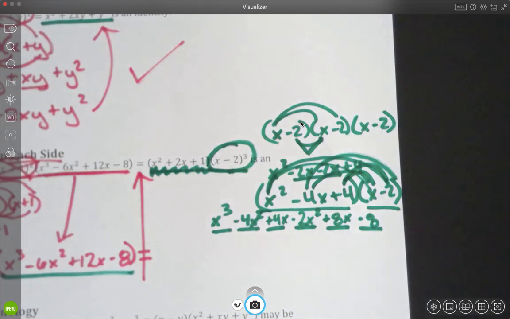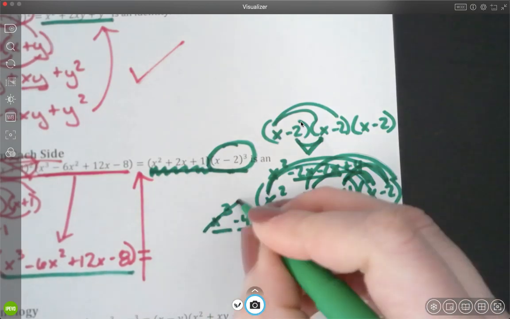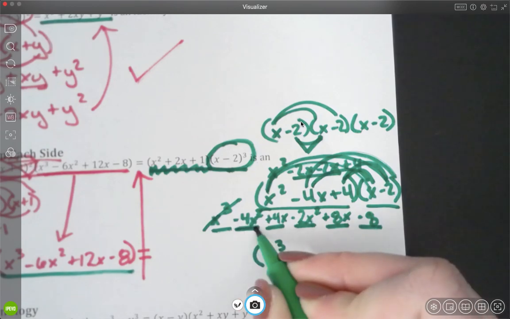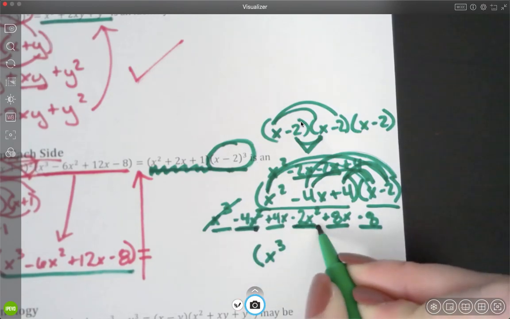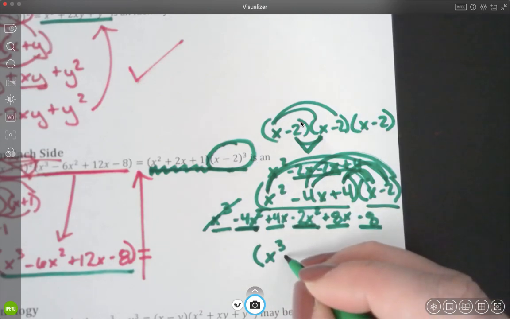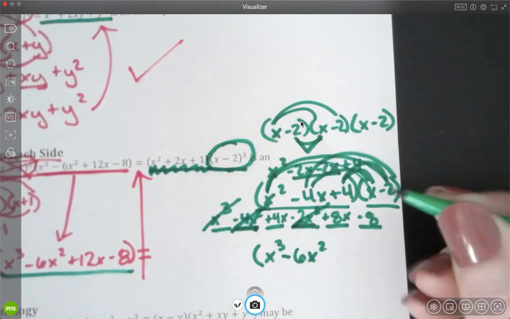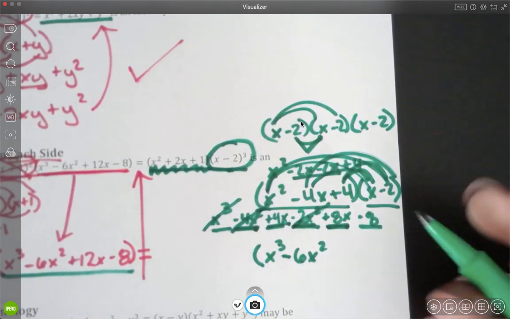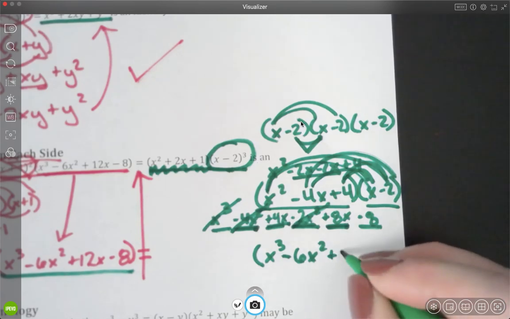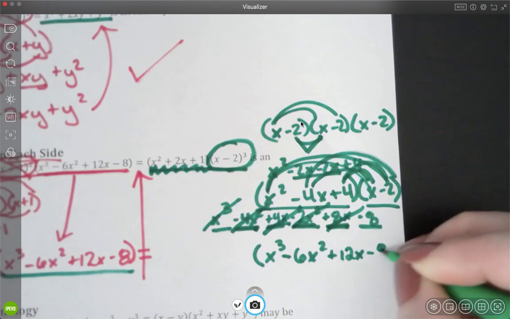Now I'm going to combine my like terms. So x to the third is there. But then I've got negative 4x squared minus 2x squared. Negative 4 minus 2 is negative 6. Negative 6x squared. Then I've got positive 4x and positive 8x, plus 12x. Minus 8.